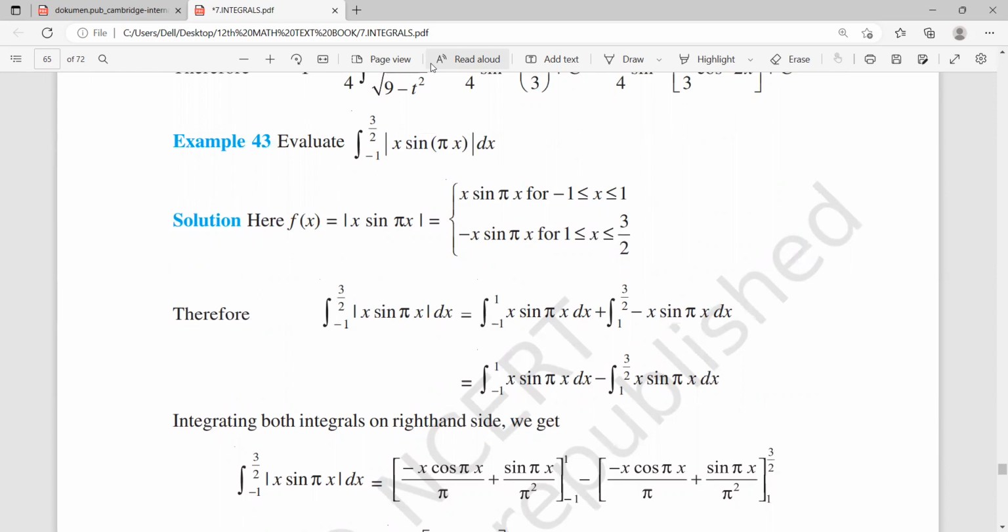Minus 1 to 1 and then 1 to 1.5. 3 by 2 is 1.5. Okay, x sine pi x. So very interesting. Many students won't understand this. Almost all the students won't understand this.